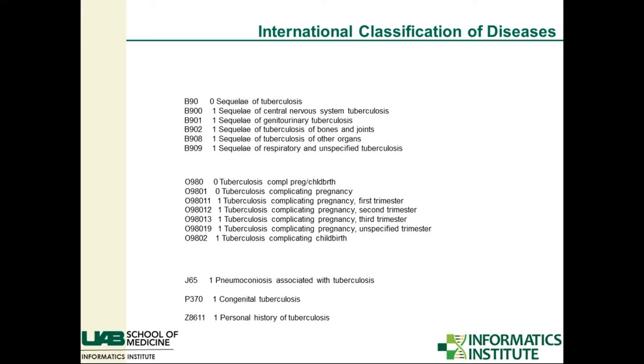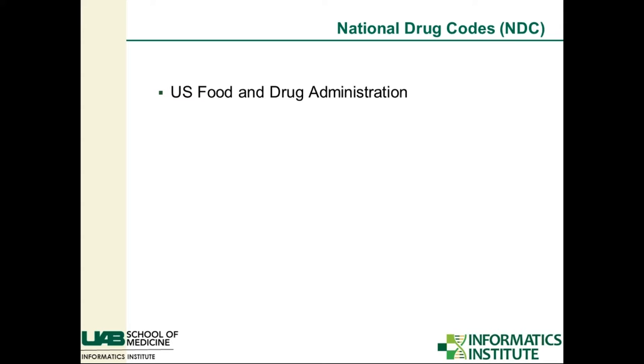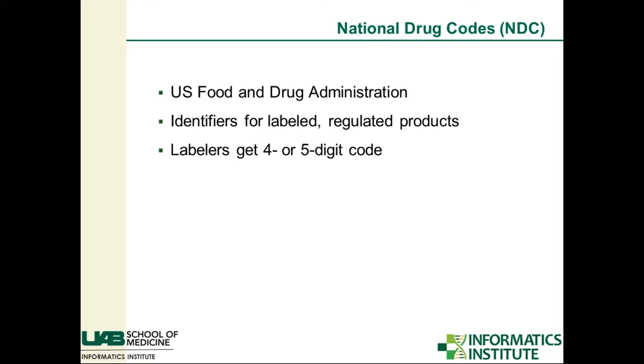So if you go off and look under B90, you'll find sequela of tuberculosis. So those are people with tuberculosis too that have other complications. Or O, which I love that they use O, so now you can't tell if it's a zero or an O. O98.0, tuberculosis complicating pregnancy and childbirth. So these terms are not under the A terms because they're under the childbirth terms, and they can't be under both because it's a strict hierarchy. So it's a problem with ICD-10. And then there are a few others scattered around. If you look around, you can find congenital tuberculosis, pneumoconiosis associated with tuberculosis. So if you want to find all the cases of tuberculosis, you've got to pull all these codes out.